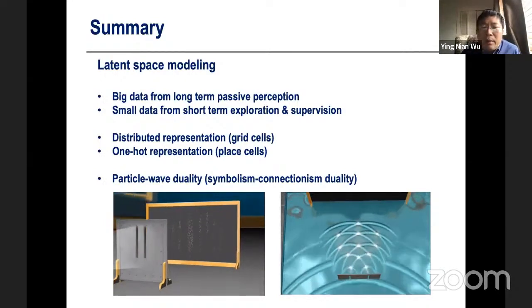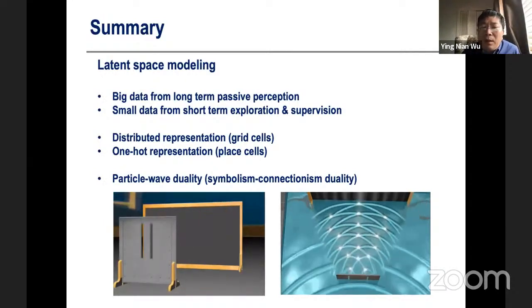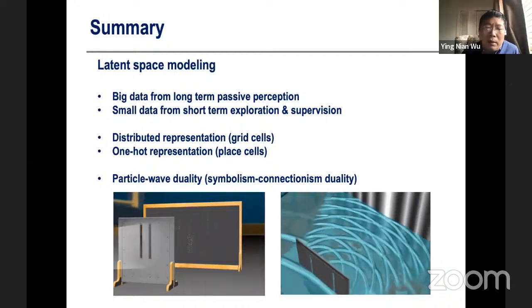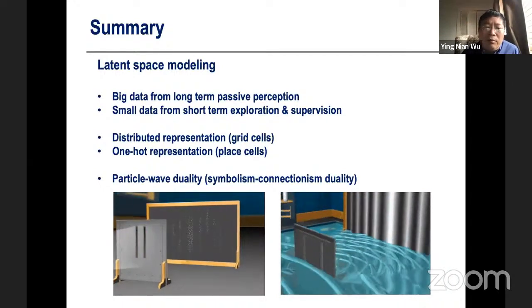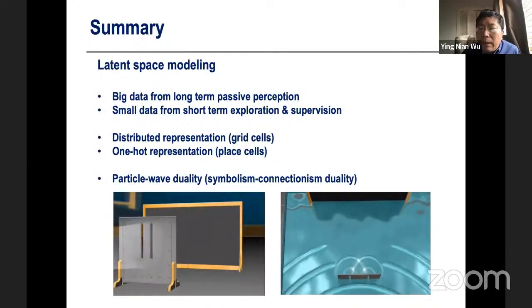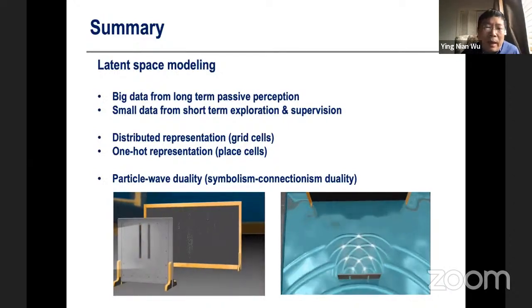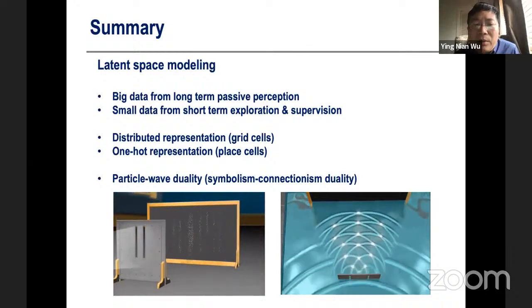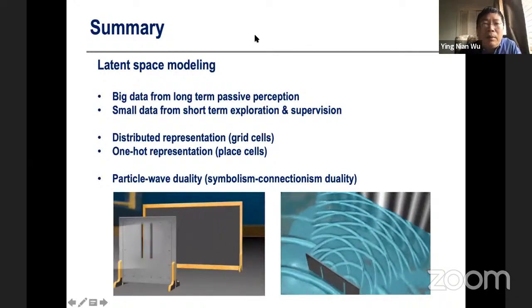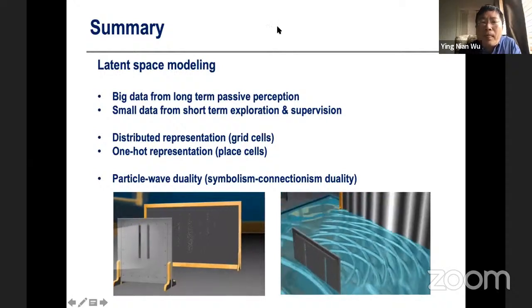And somehow this type of duality also appears to exist. We have symbolic representations, and we also have dense representations, and how to combine them is still quite a mystery. Hopefully this grid cell and place cell type of model gave us some hint. That's the reason we study this system and try to keep the model as simple as possible. I think I can stop here and maybe take some questions.